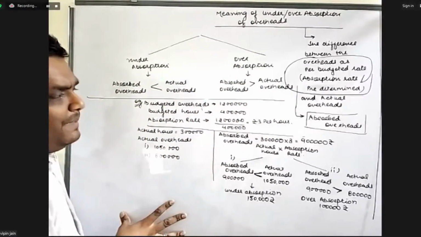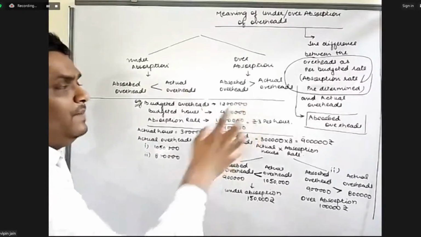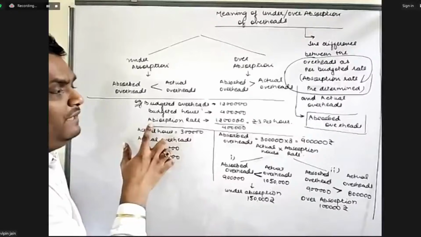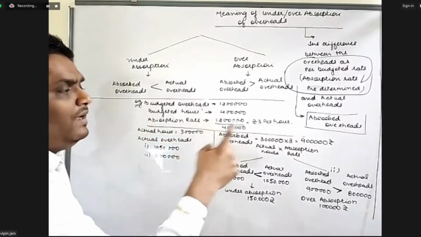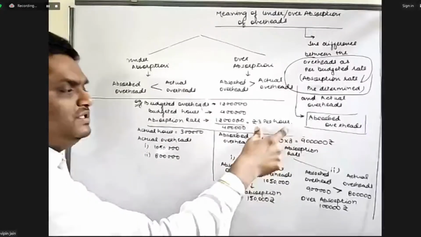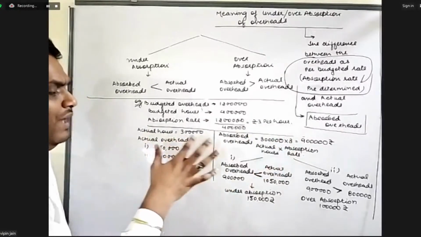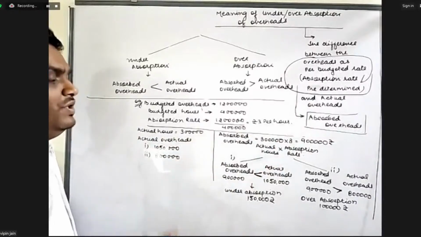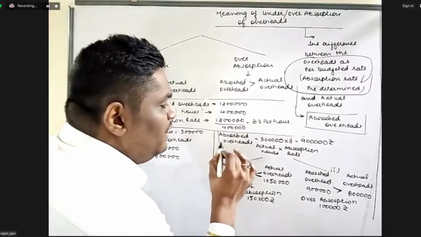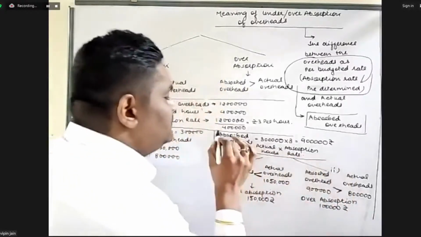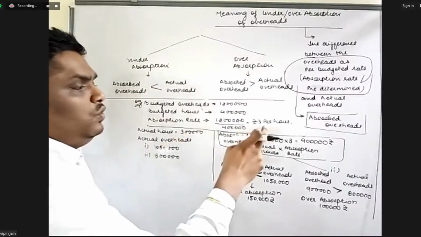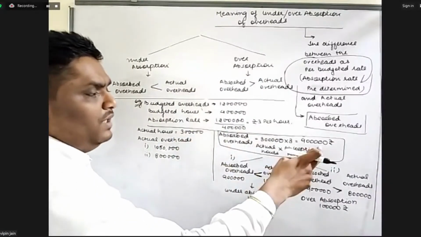We have discussed this concept with the help of an example wherein my budgeted overheads are 12 lakh, budgeted hours is 4 lakh. So the absorption rate will be 12 lakh divided by 4 lakh. We call it as predetermined rate or budgeted rate. Now, the actual hours and actual overheads are given. The first step is that we have to calculate the absorbed overheads, that is, actual hours into the absorption rate. So this is how we calculate the absorbed overhead.